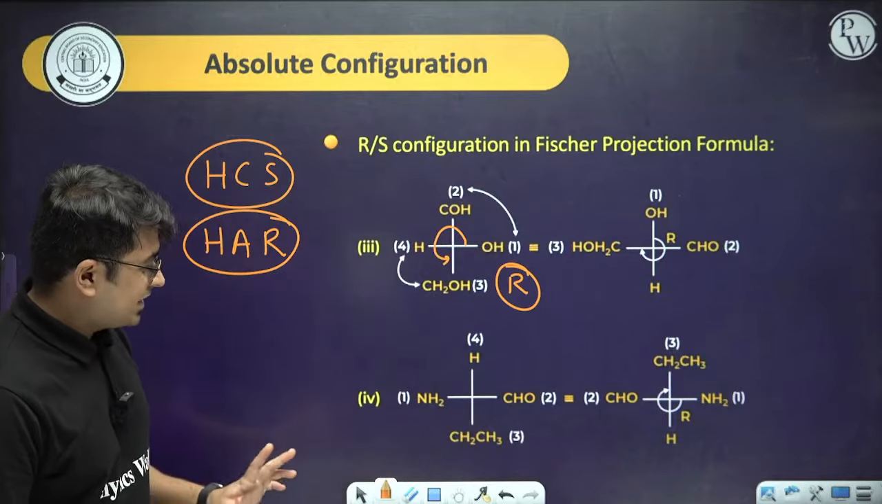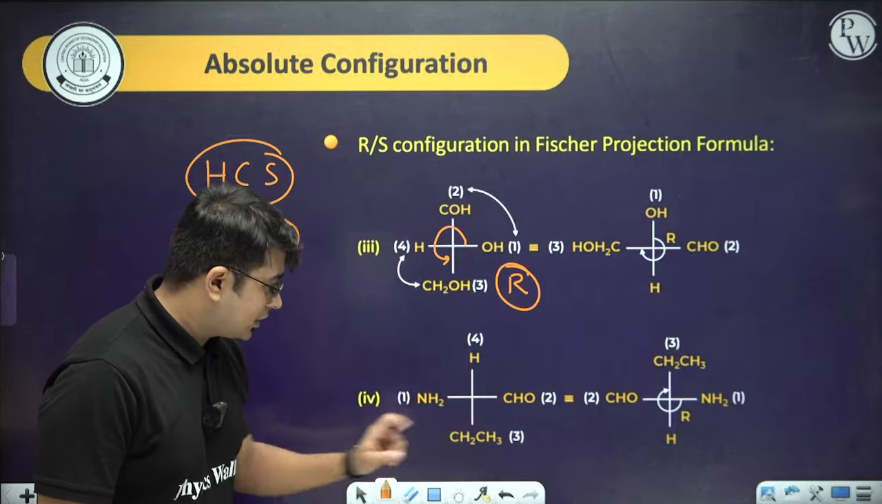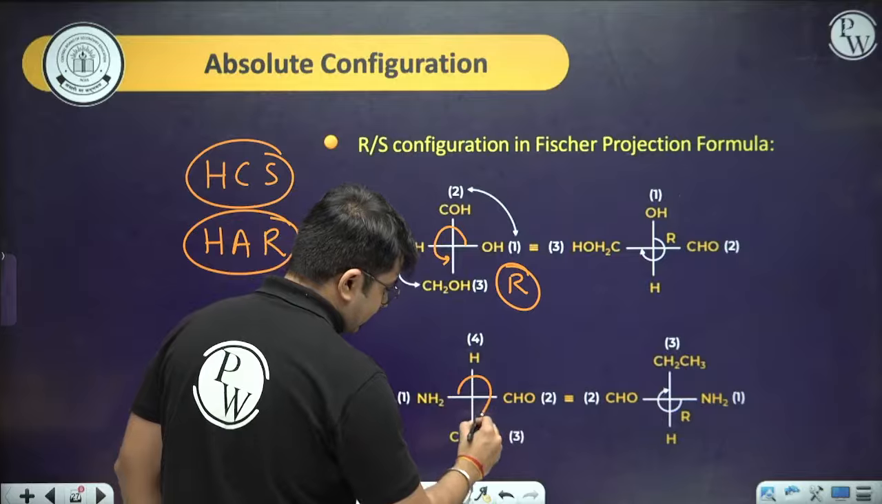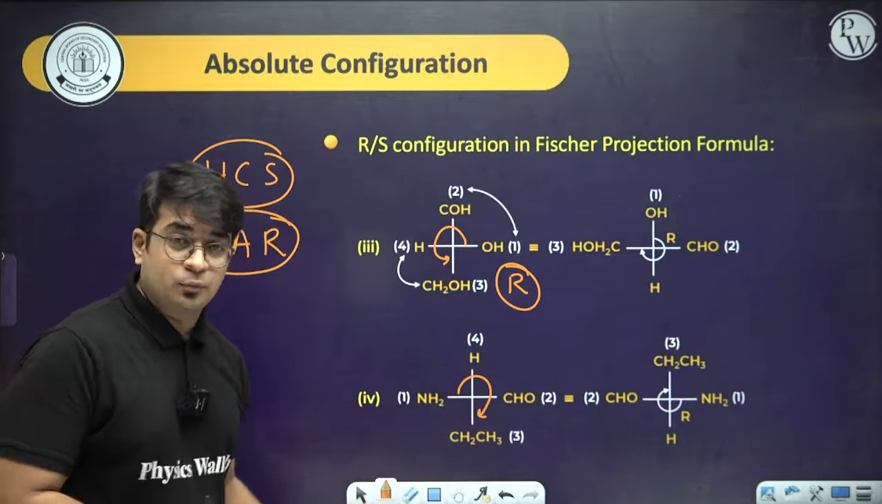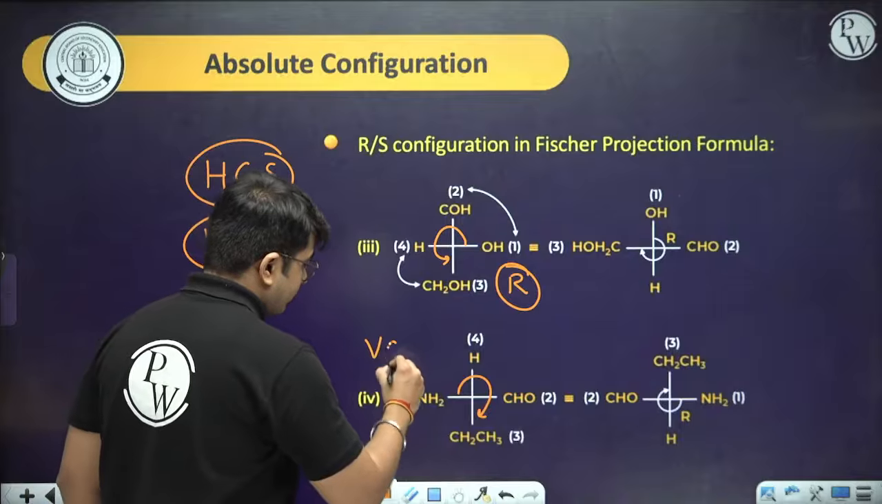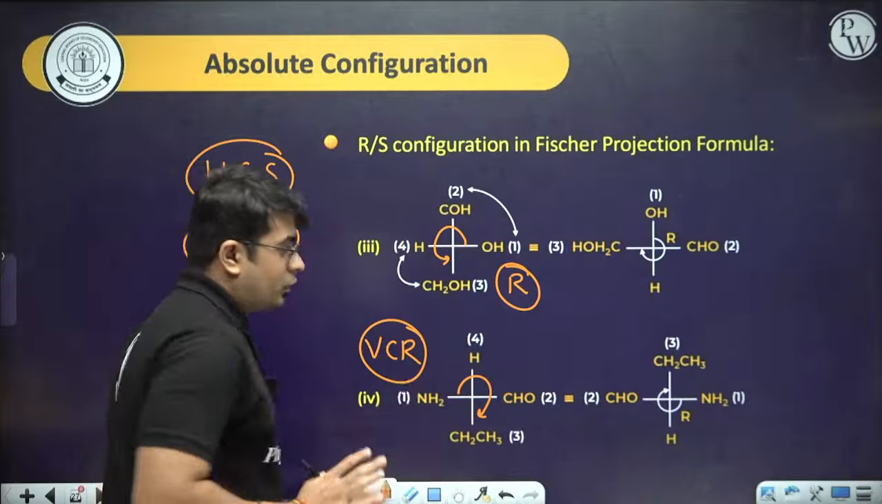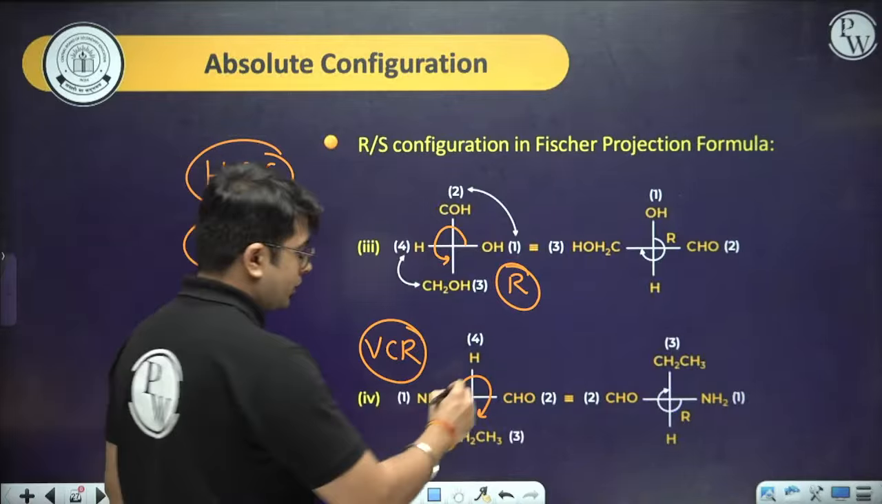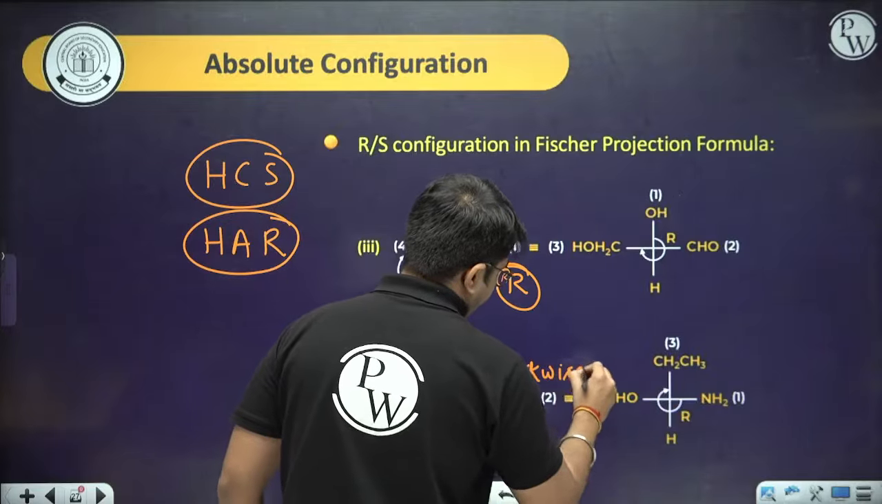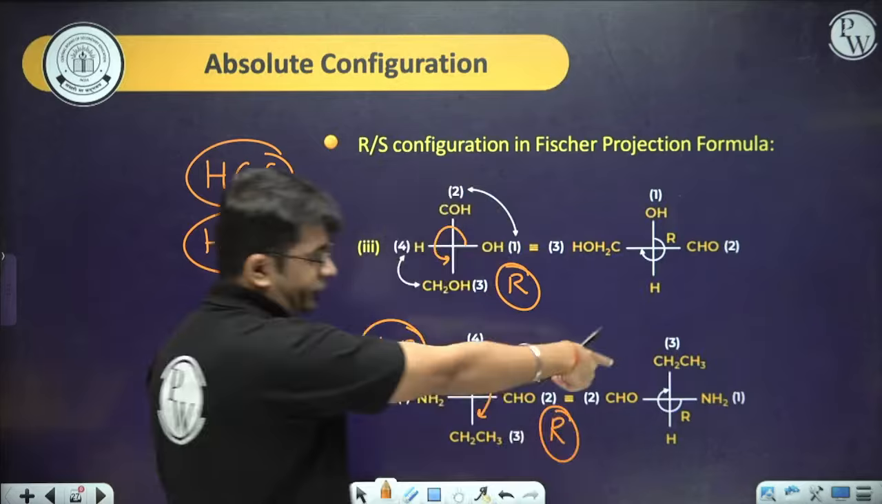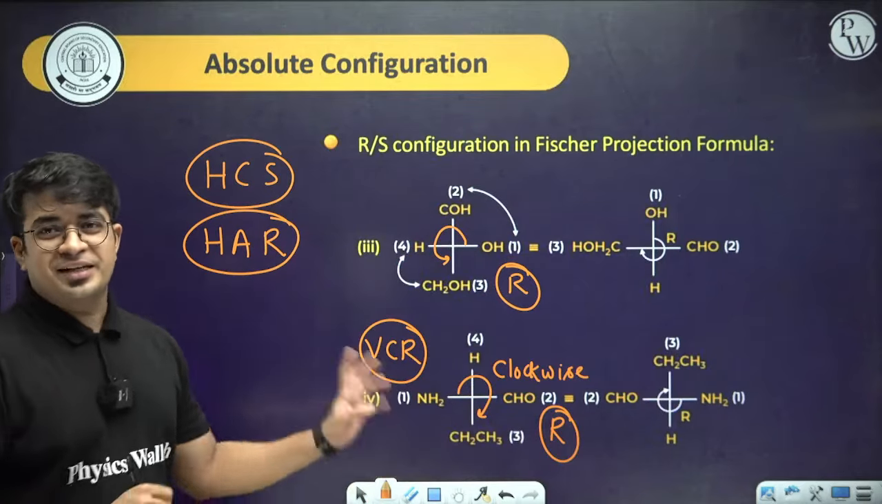In this case, again we have a 1, 2, 3. So 1, 2, 3 means it is clockwise and the least priority group is present on the vertical position. So we know that will be VCR. So without anything, I can say it is clockwise rotation. You can see it's clockwise. So definitely it's going to be R. And final answer is R. I hope this part is clear. So it's a simple trick.